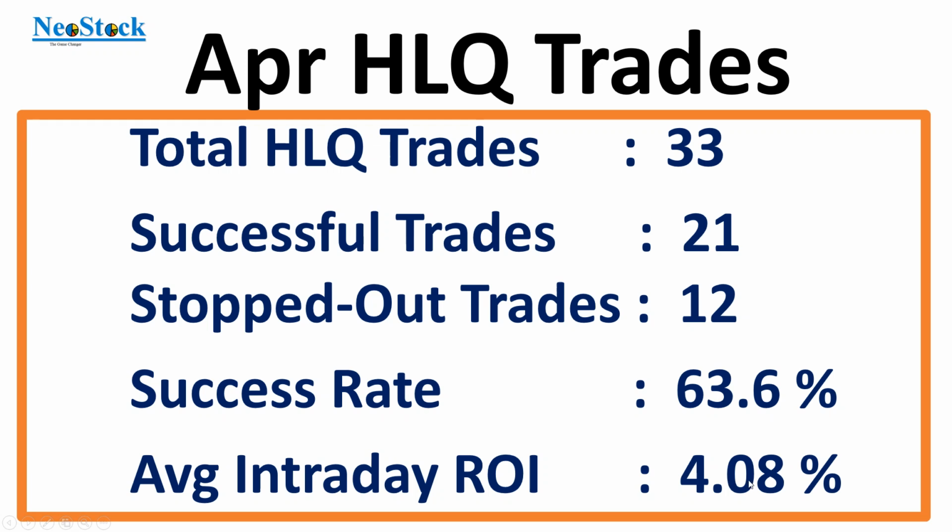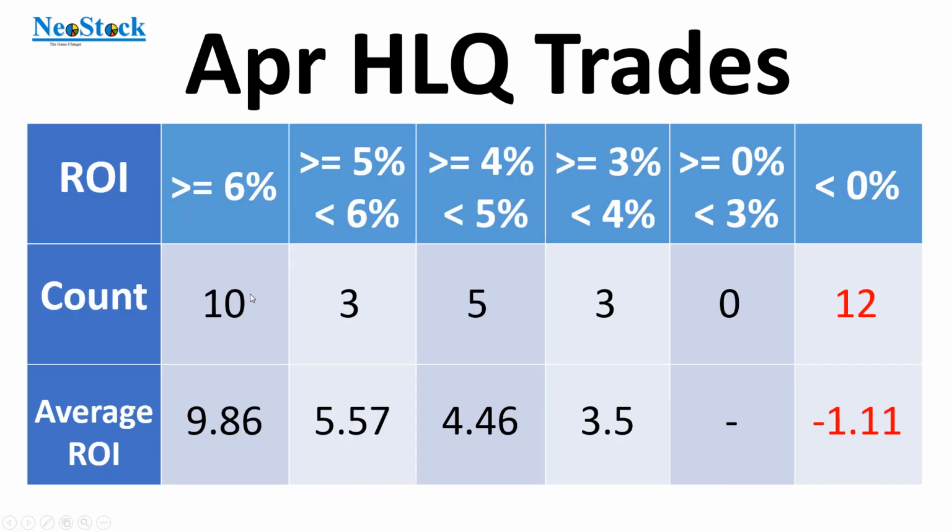But before I show you the Excel sheet, one more point: average intraday ROI is only 4.08 instead of 6% because of these stopped out trades. Obviously that is impacted. If we remove these stopped out trades, our success rate could have been very good. That is what I've been showing every month.